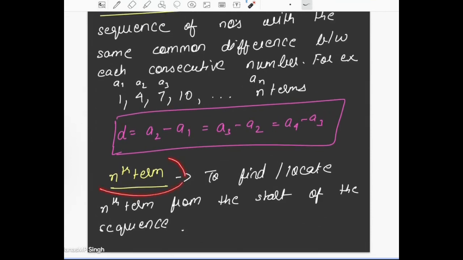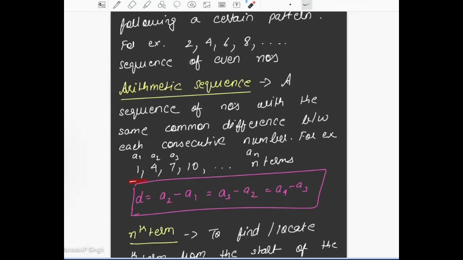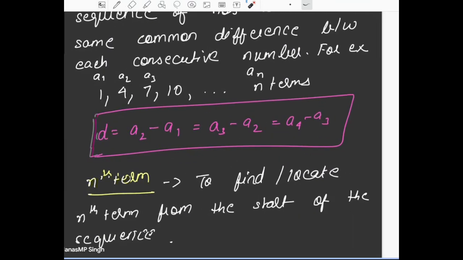Now, the nth term. Realistic use cases. You gave me this series, for example, 1, 4, 7, 10. If someone asks, what is the 50th term in the series, nobody is going to add manually, right? You can't do plus 3, next number, plus 3. It's going to take ages to find the 50th term. So what do we do? There is a formula for the nth term.